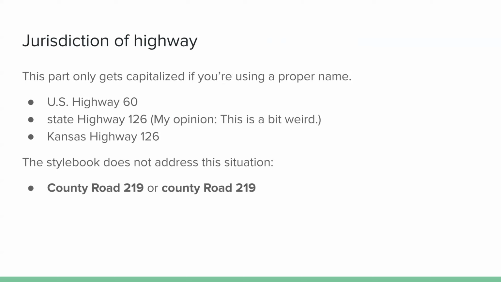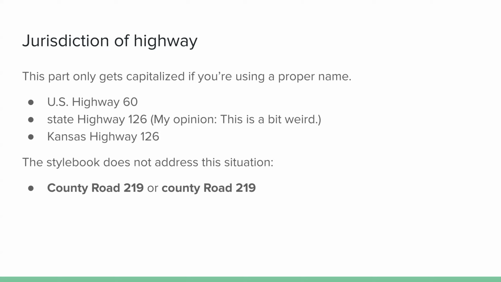The jurisdiction part of the highway, this is a little bit tricky. This part gets capitalized if it's a proper name. So for example, it's a federal highway, US highway, we capitalize US for United States in all uses. It's a proper name. That's pretty straightforward. Same thing with Kansas Highway 126 or Missouri Highway 126. You would capitalize the word Kansas or Missouri.